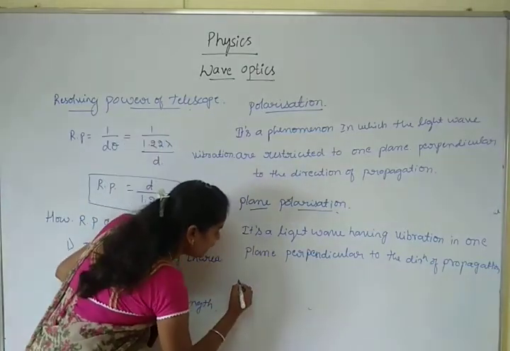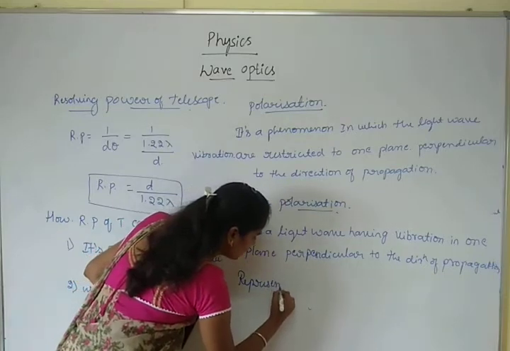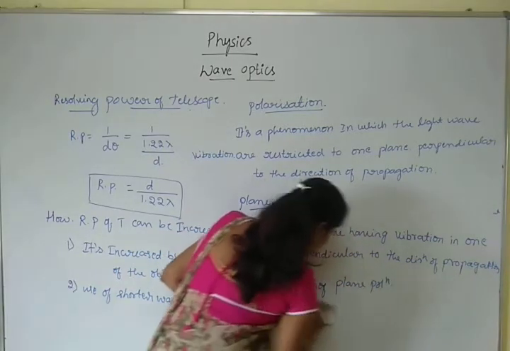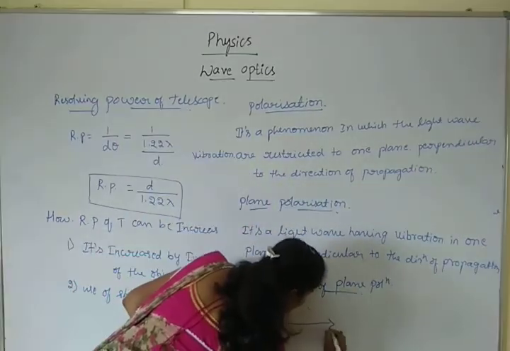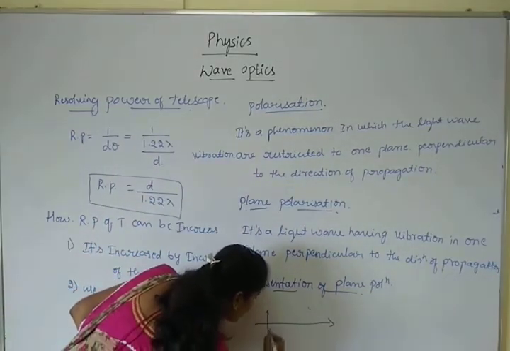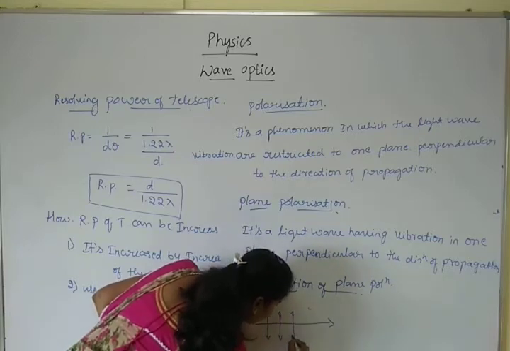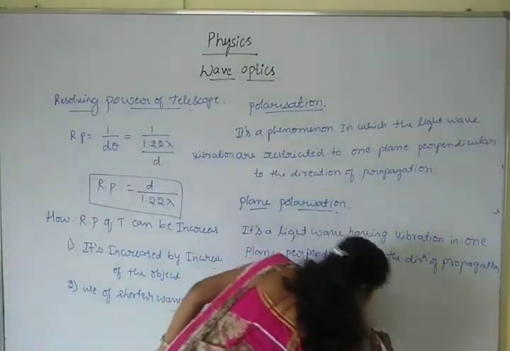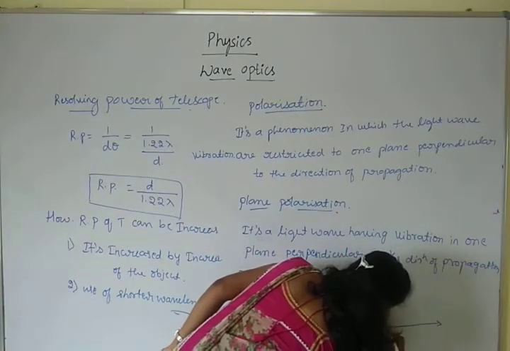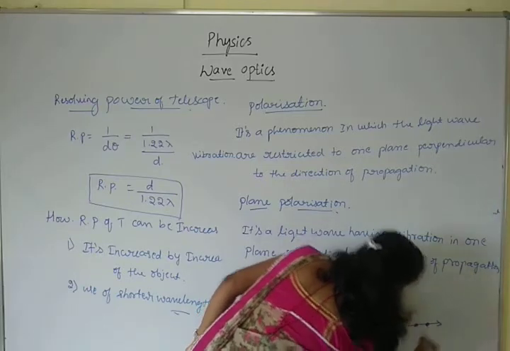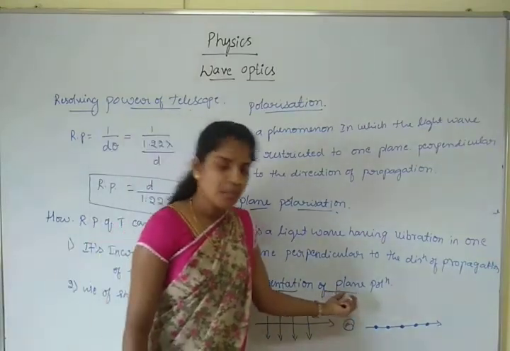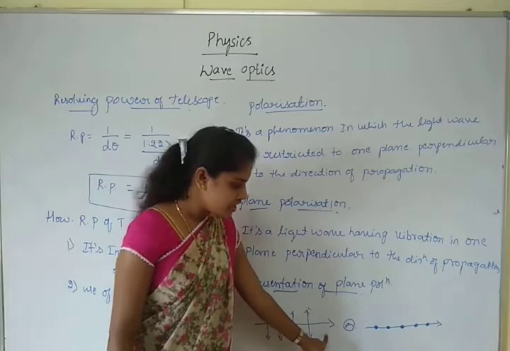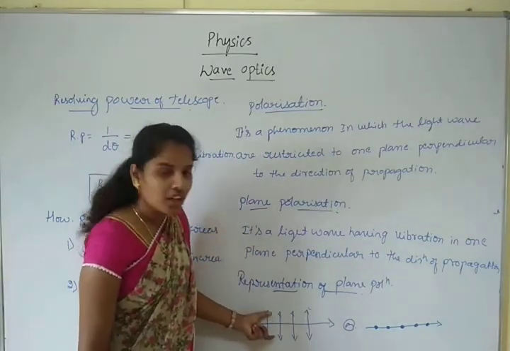Then the representation of plane polarization. It is like this: an arrow mark is the direction of propagation, and the vibrations are perpendicular to the direction of propagation. Also, this is a representation of plane polarization. Here a two-sided double arrow or dotted lines on an arrow mark: the arrow is the direction of propagation of the wave and the double arrow is the vibration.